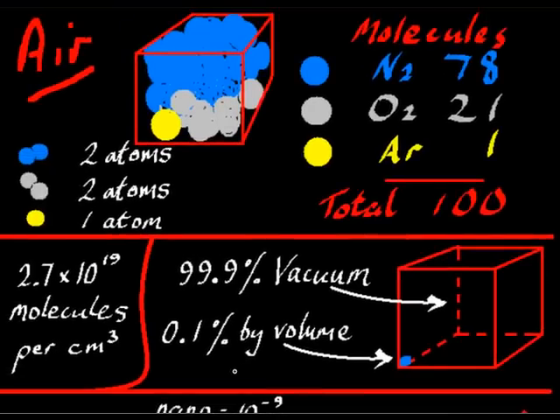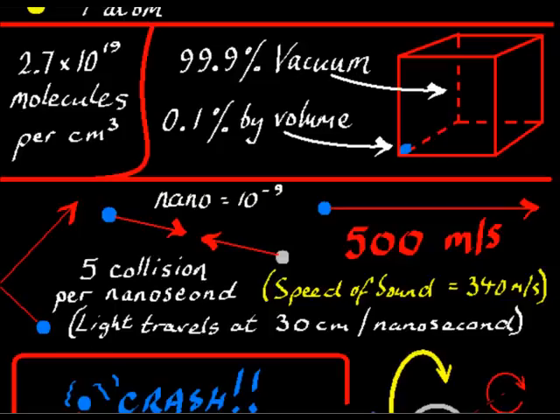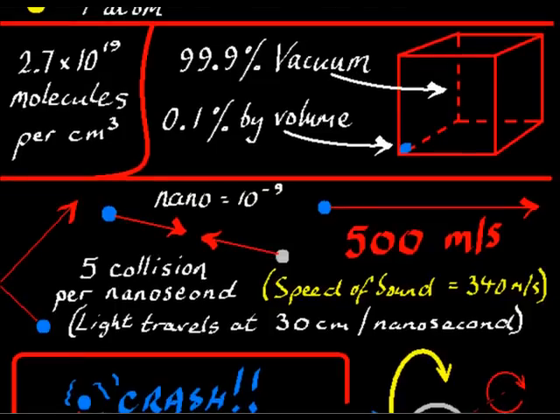But despite that, if we let the molecules roam around the box again, there are 2.7 times 10 to the 19 molecules per cubic centimeter. So in the air around us, that's the number of molecules there are. 2.7 times 10 to the 19 molecules per cubic centimeter. So try and imagine a cubic centimeter now, and there are 2.7 times 10 to the 19 molecules in there.